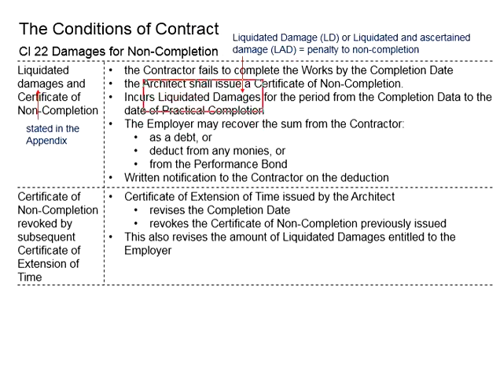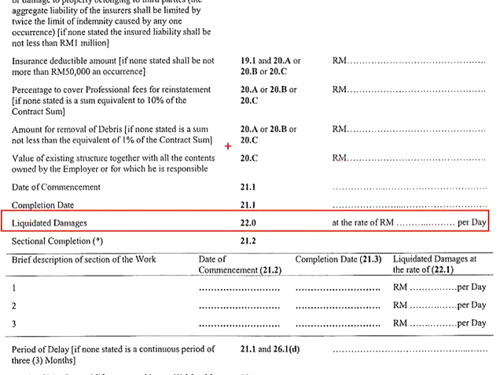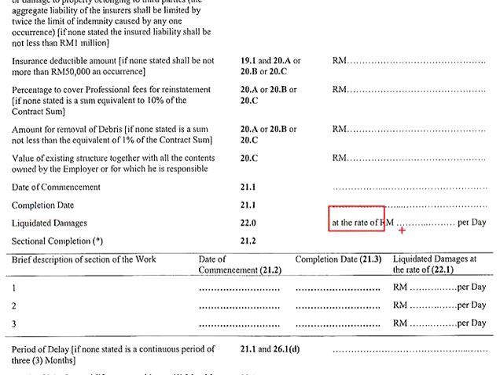Now, what are liquidated damages? In short form, it is normally referred to as LD or LAD. LD stands for liquidated damages, and LAD stands for liquidated and ascertained damages. In simpler terms, it is a penalty to the contractor for non-completion. The amount of the penalty will be stated in the appendix. The rate will be counted per day. The longer the delay, the heavier the penalty.